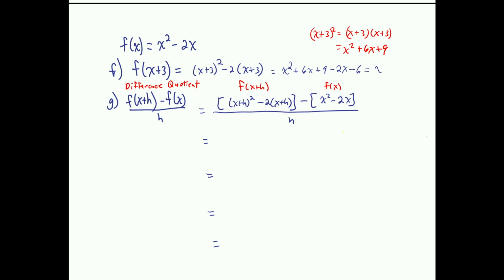And so now combining like terms, we'll get x squared. 6x minus 2x is going to be 4x. 9 and minus 6 is going to be plus 3. So we'll end up with x squared plus 4x plus 3.